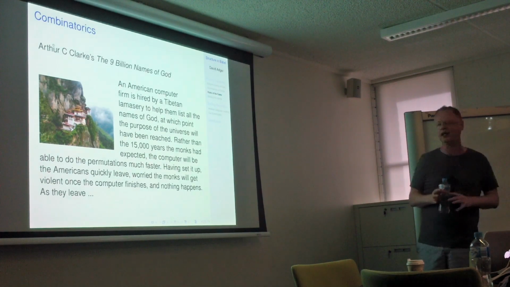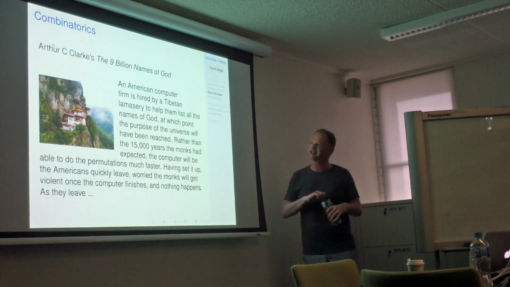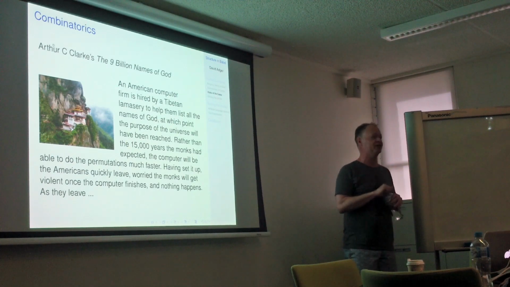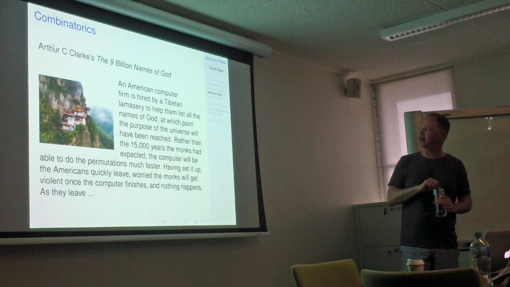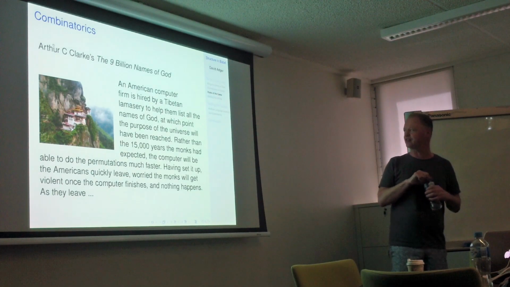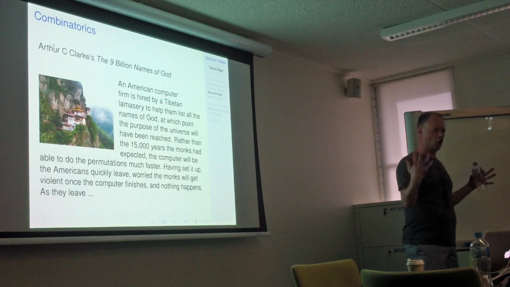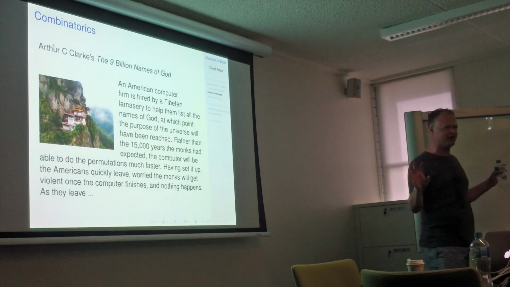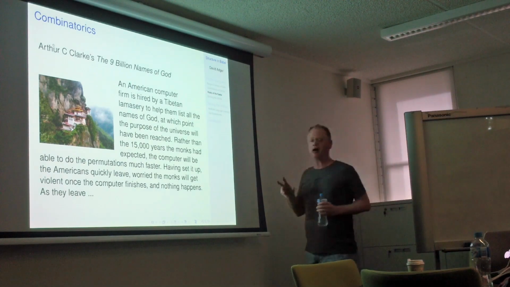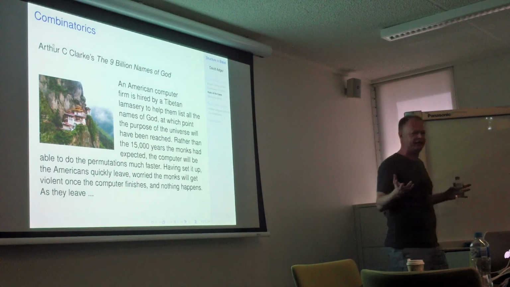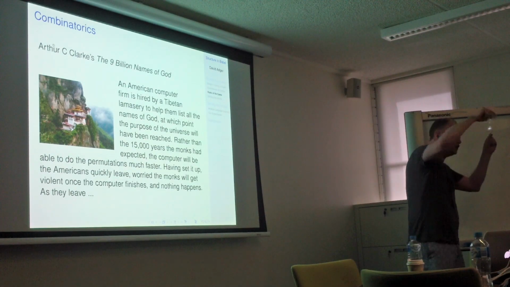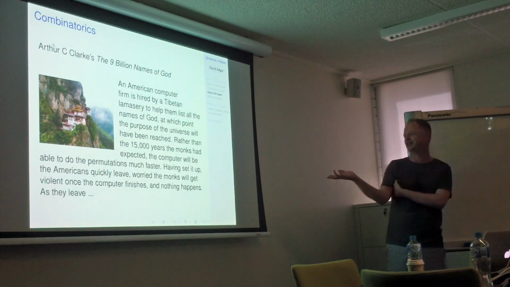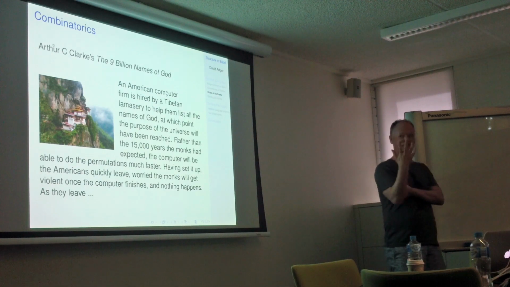So it's also a lesson about combining things. So basically in this story, it's set back in the sort of 50s or so, when computers weren't quite so good as they are now. An American computer firm is hired by a Tibetan lamasery to help them list all of the names of God. Okay? At which point the purpose of the universe will have been reached. Do you guys know this story? It's a good story. So the monks had kind of expected this to take them 15,000 years. They'd have to sit down and list all these various names, right? It'd take them 15,000 years, but then they hear about these Americans and their computers, and they're like, brilliant, computers will be able to do this much faster.